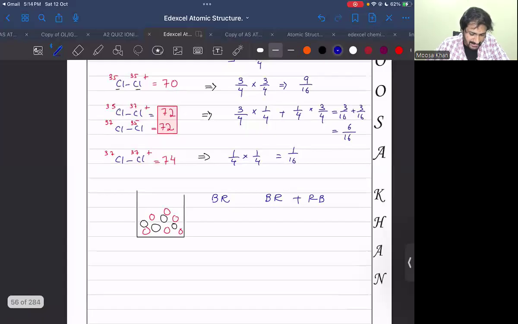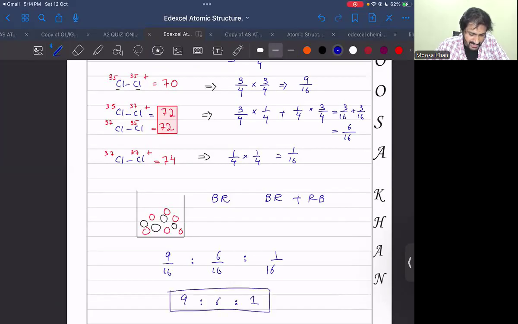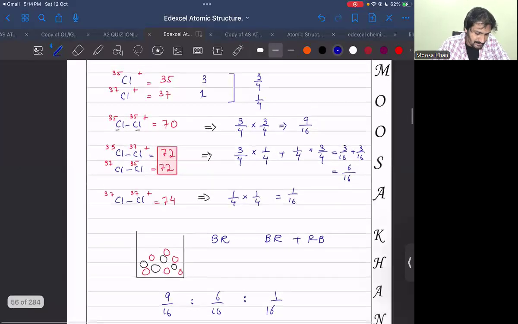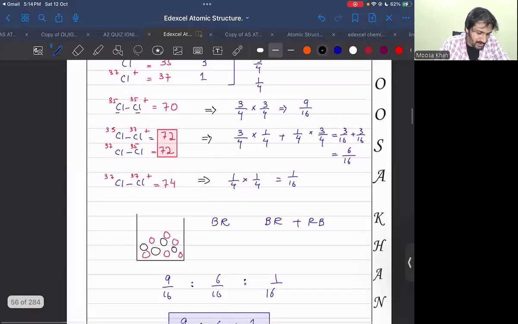So if we just take their ratios, first is 9/16, the other is 6/16, and the last one is 1/16. If we multiply all of these ratios by 16, we would get 9:6:1. These are the ratios between these 3 molecular ion peaks. Let me just write it over here. It should be equal to 9:6:1.